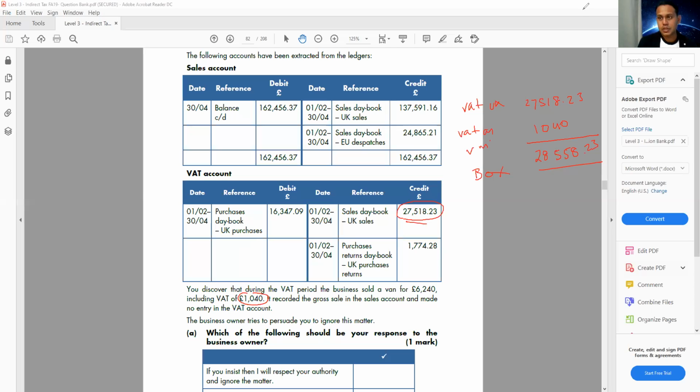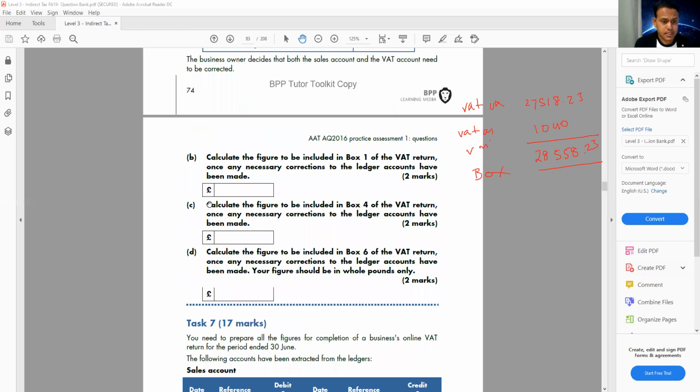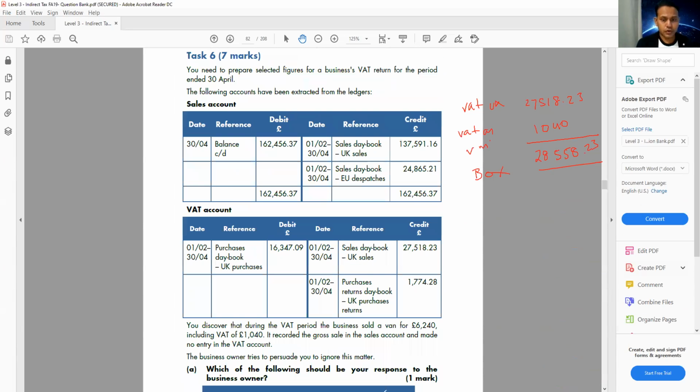Okay, let's move on to the next one. The next question we have says calculate the figure to be included in box 4. Do you remember what box 4 is? What you need to include in box 4? That's box 1. Box 4 is all about the input VAT, isn't it? Box 4 is all about VAT on purchase. So how much is the input VAT we have?